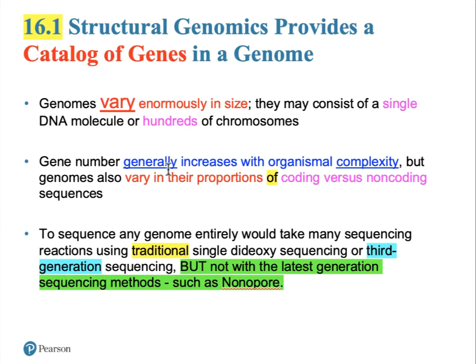The number of genes generally is correlated to the complexity of the organism, but the genomes also vary in their proportions of coding versus non-coding sequences, and this ratio reveals some fascinating departures from what we've just said.